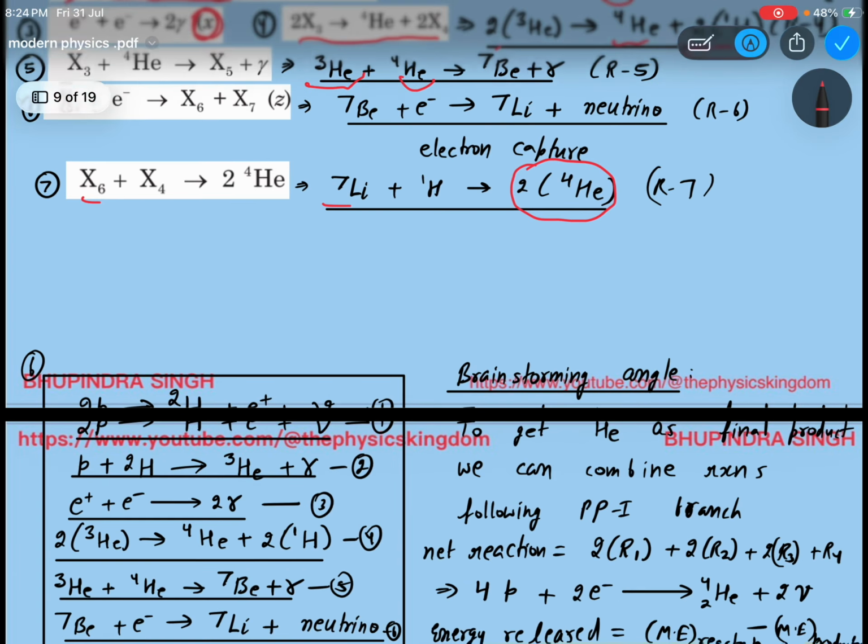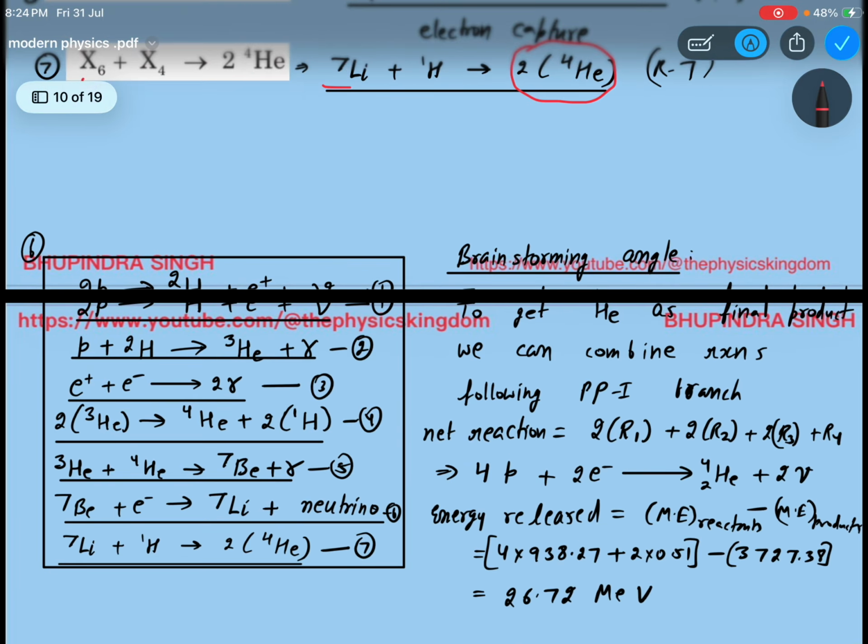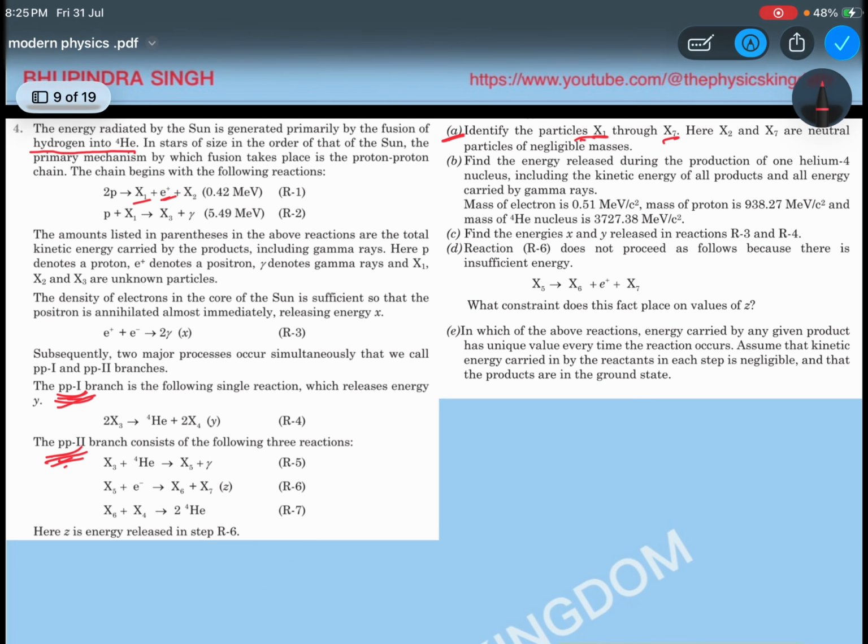Now after that I have directly written the 7 reactions. Okay, so these 7 reactions now I have written. Now beta, for B part I have written those 7 reactions separately. They are saying find energy released during the production of one helium nucleus. Means that they want some kind of reaction where the final product is a helium, so that we can write some reaction and we can find out the energy release.